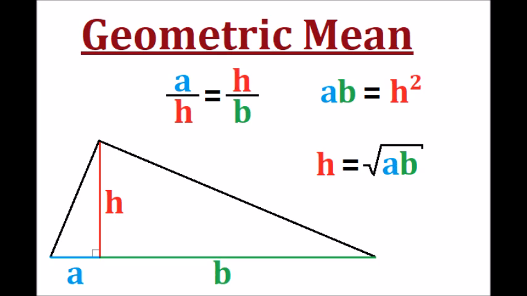Visually, h is longer than a and shorter than b. It falls somewhere between those values, but not halfway, as in the case of the arithmetic mean.